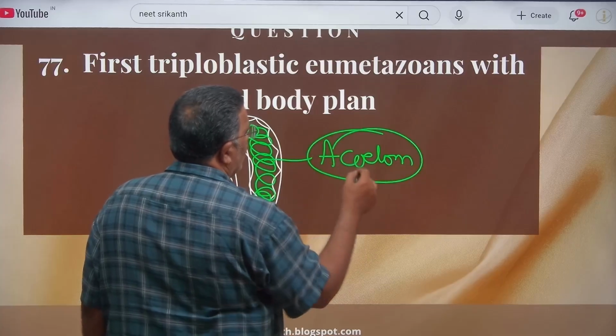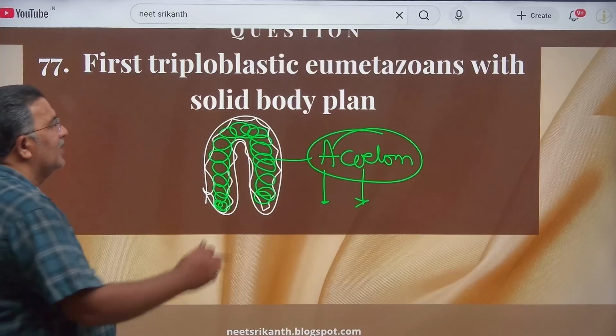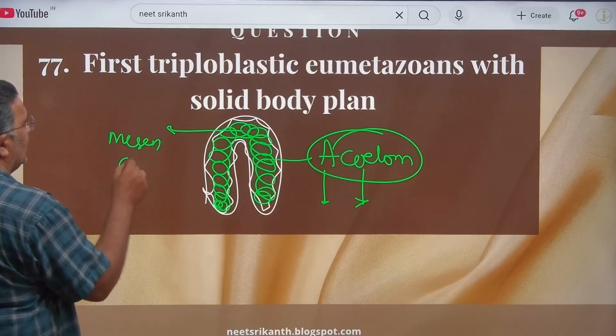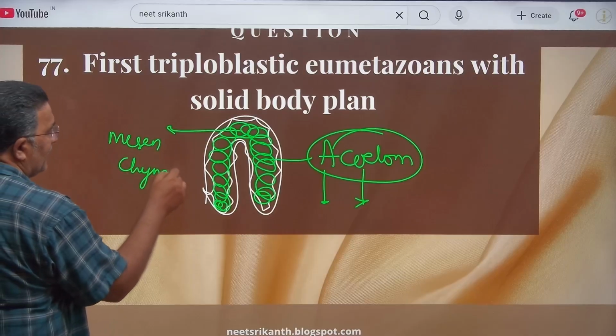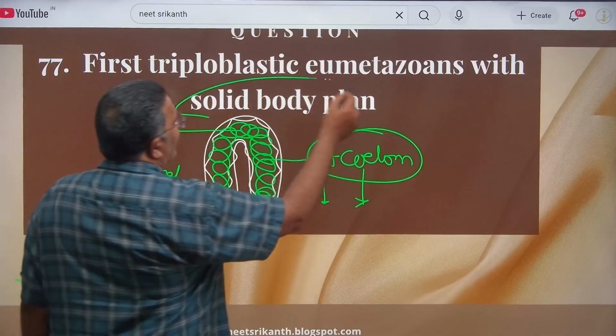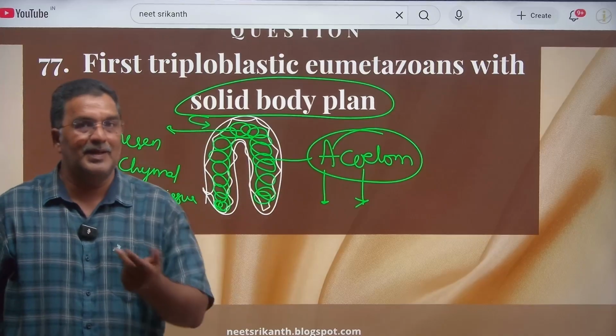Acoelom. Coelom means body cavity, a means absent. Why absent? Because the cavity is filled by mesenchymal tissue. We learned this in the coelom chapter, reminding you. So in another way you can call it solid body plan. They don't have a cavity, that's why it is solid.